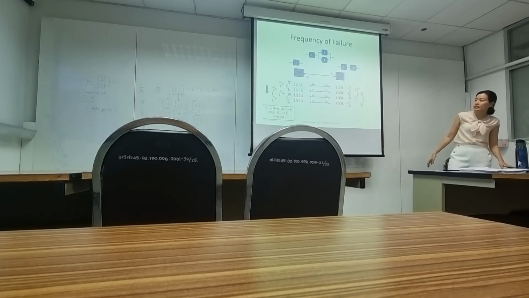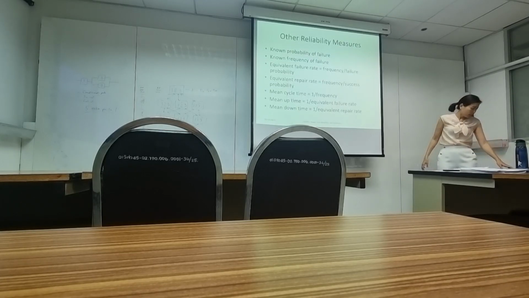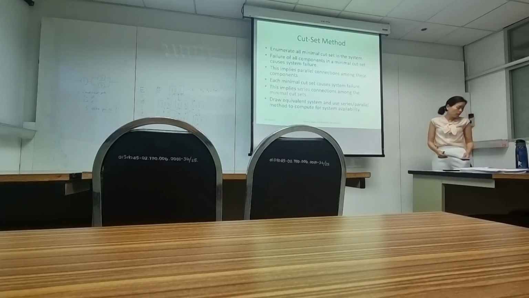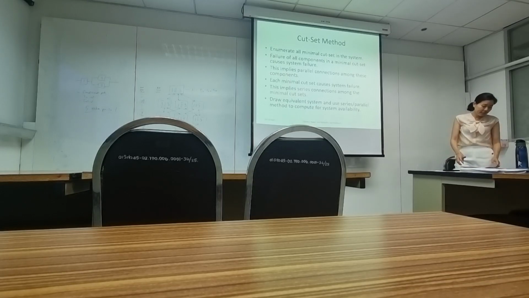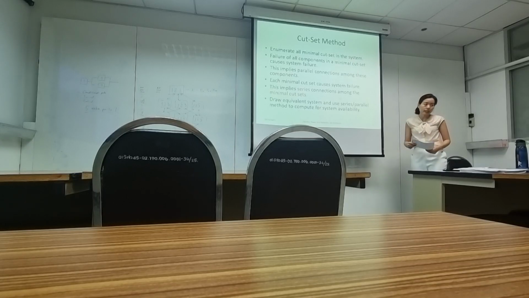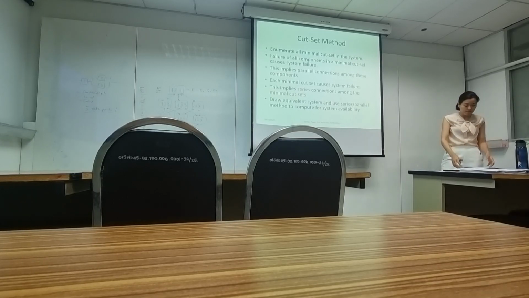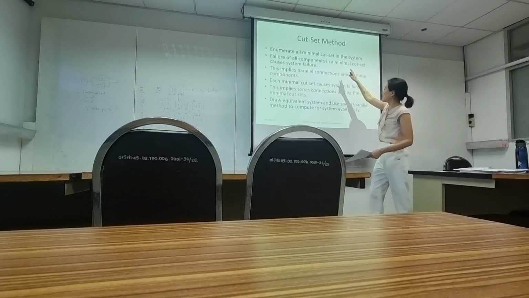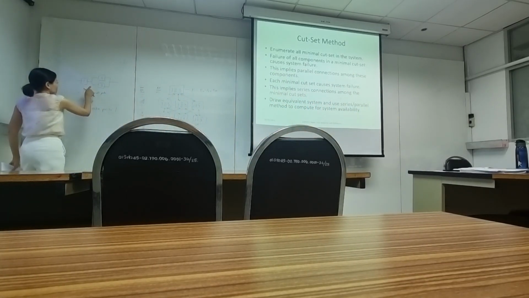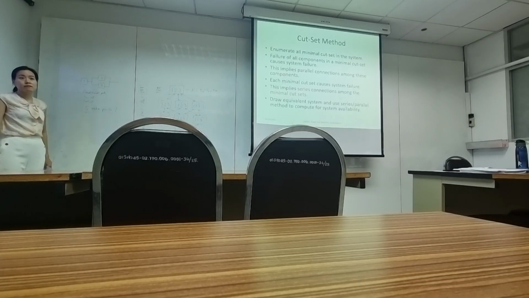Okay. Look at this example. You have the frequency of failure right here. Now what we are left with is the cut set or tie set. So in the cut set and tie set, what we first need to do is look at the system and then enumerate the minimum cut sets. So for this problem, what is the minimum cut set?